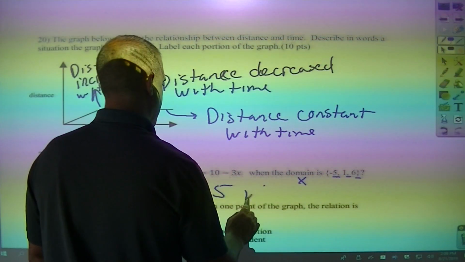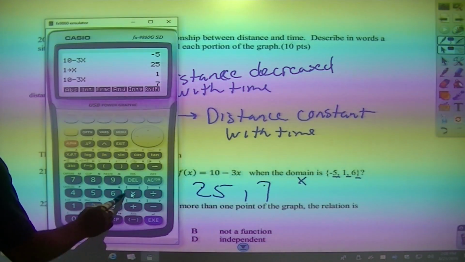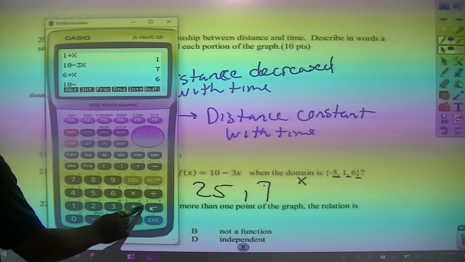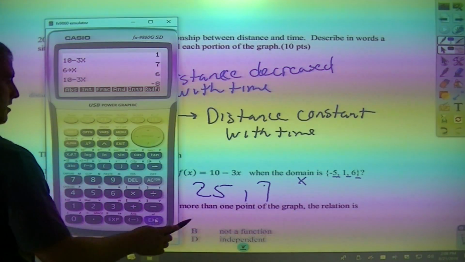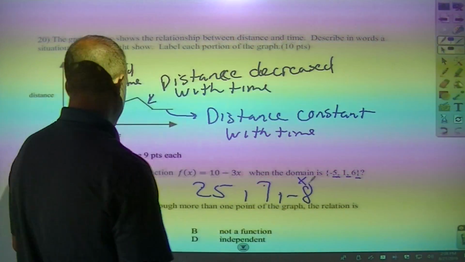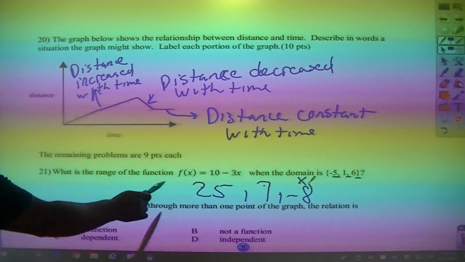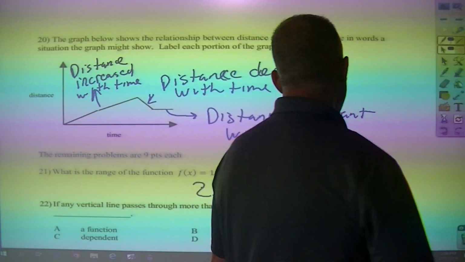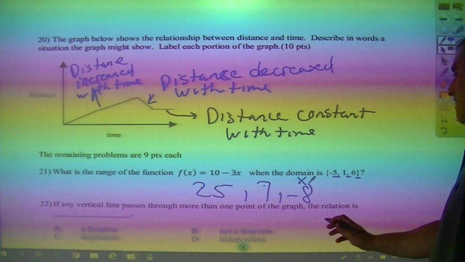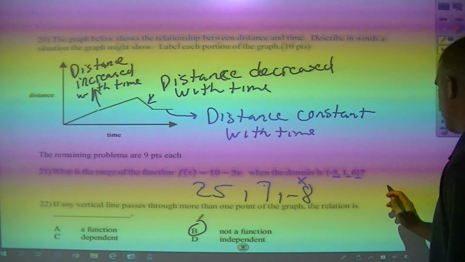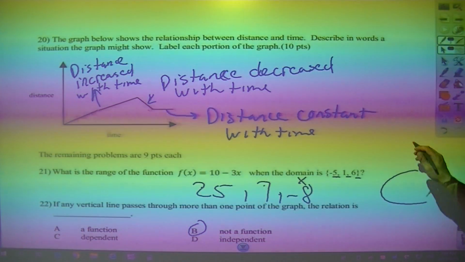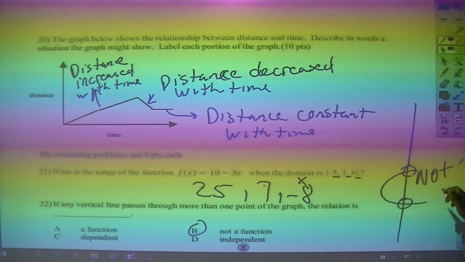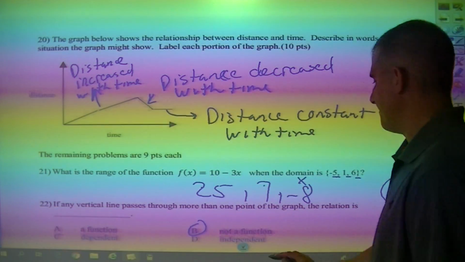Gives me 7. And then I would put 6 in. -8. So that right there is the range. These are the y values, okay? If the vertical line passes through more than one point of the graph, the relation is not a function, okay? So the idea with the vertical line test of any function, if you draw it and it passes through more than once, it's not a function, all right?